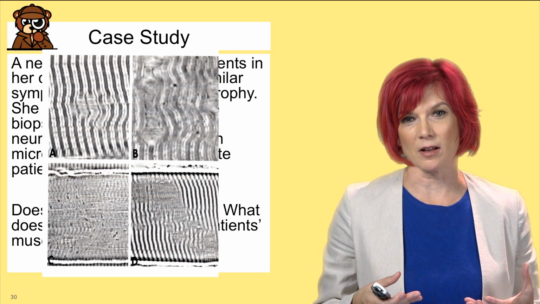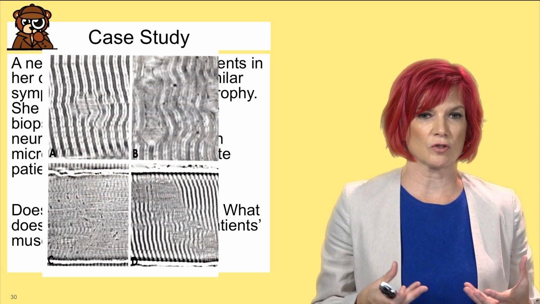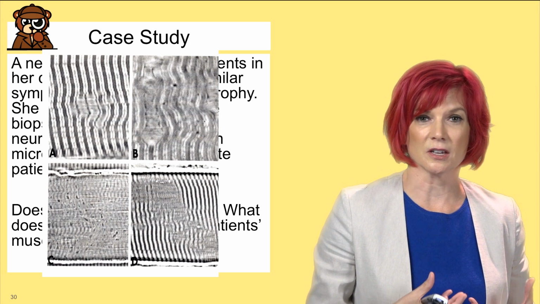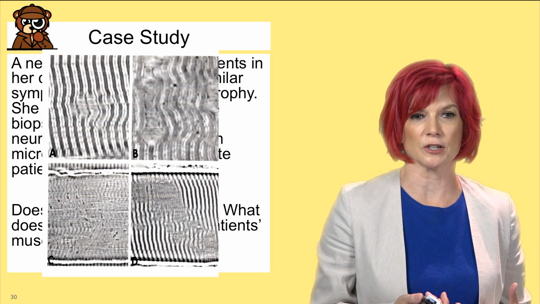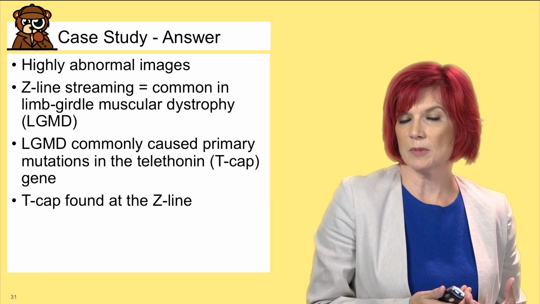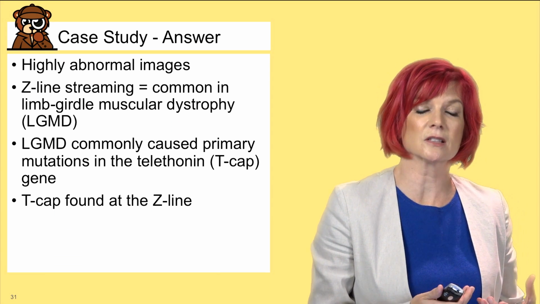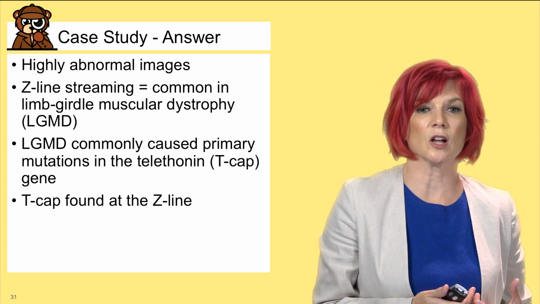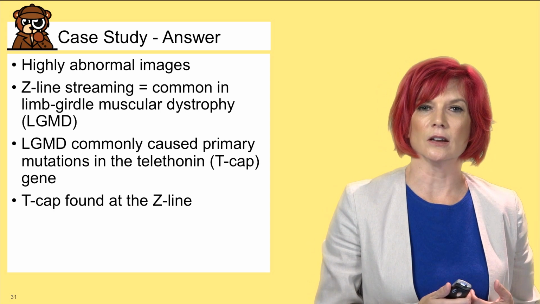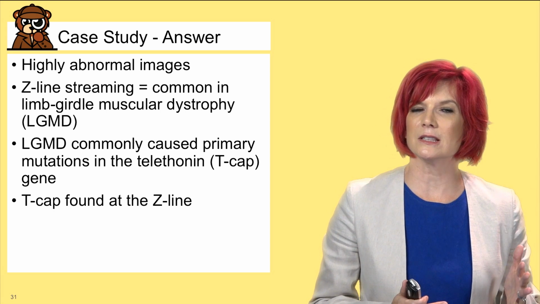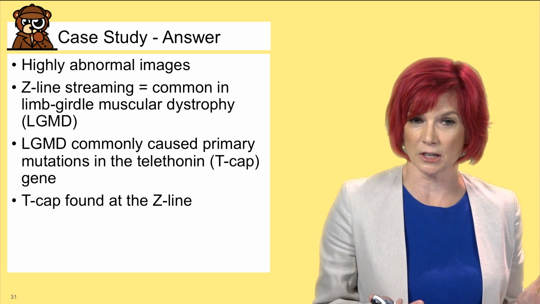Already from what we know about skeletal muscle physiology, you can speculate that that blurred structure, the disorganization that is so evident in these biopsies, will impair skeletal muscle function. And indeed, each of these patients was diagnosed with a limb-girdle muscular dystrophy. In particular, this limb-girdle muscular dystrophy is caused by mutations in a gene encoding a protein that is at the Z line. So that blurring is called Z-line streaming, and it's very common in these types of limb-girdle muscular dystrophy.